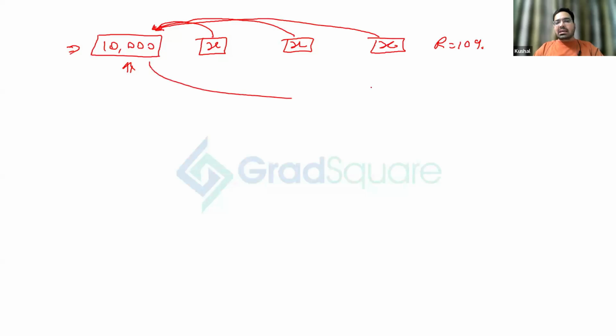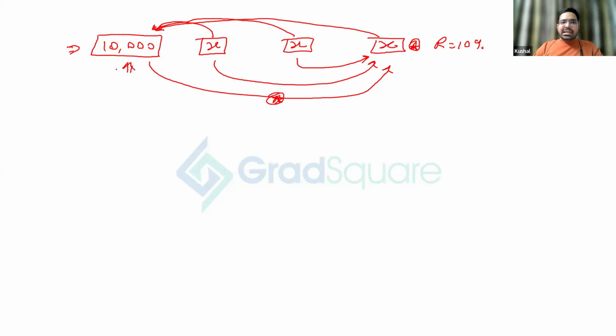I can take this 10,000 at the end of the 3 years, take this x at the end of the 3 years, and take this x also at the last point, and this x also. The value of this money at the end must also be equal to 10,000 for 3 years. Now let me show you what I mean by this.